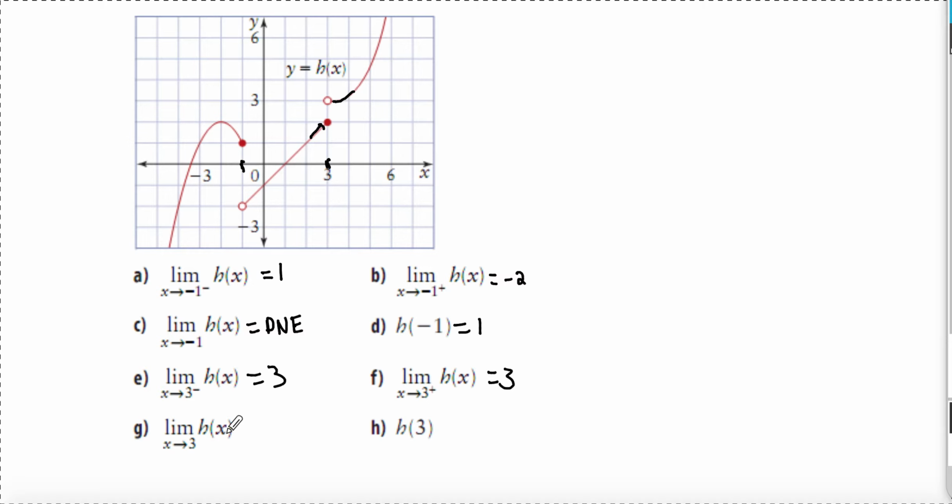Now we ask this question. What about the overall limit? Well, I made a mistake here. Why did I do that? The limit from the left is not 3. Come on, Markwalter. The limit from the left is 2. Learn to count there. Boop, right there.